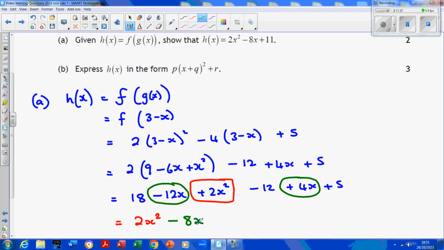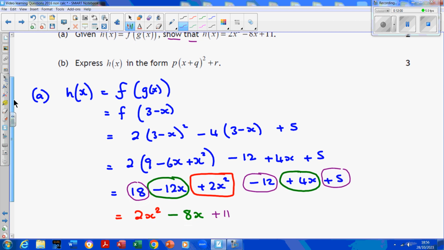And then we've got our numbers. For the number part of that, we've got 18, I want to take away 12, so 18 take away 12 is 6. 6 add on 5, so 6 and 5 is 11. And we'll check and see if it's the same. Show that 2x squared minus 8x plus 11. So we're fine.